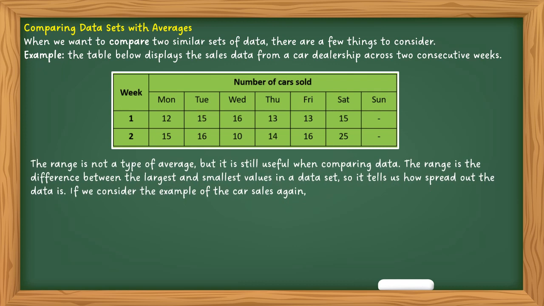Now let's look at the range. The range is not a type of average, but it's still useful when comparing data. The range is the difference between the largest and smallest values in a set of data, or the variation. So it tells us how spread out the data is.